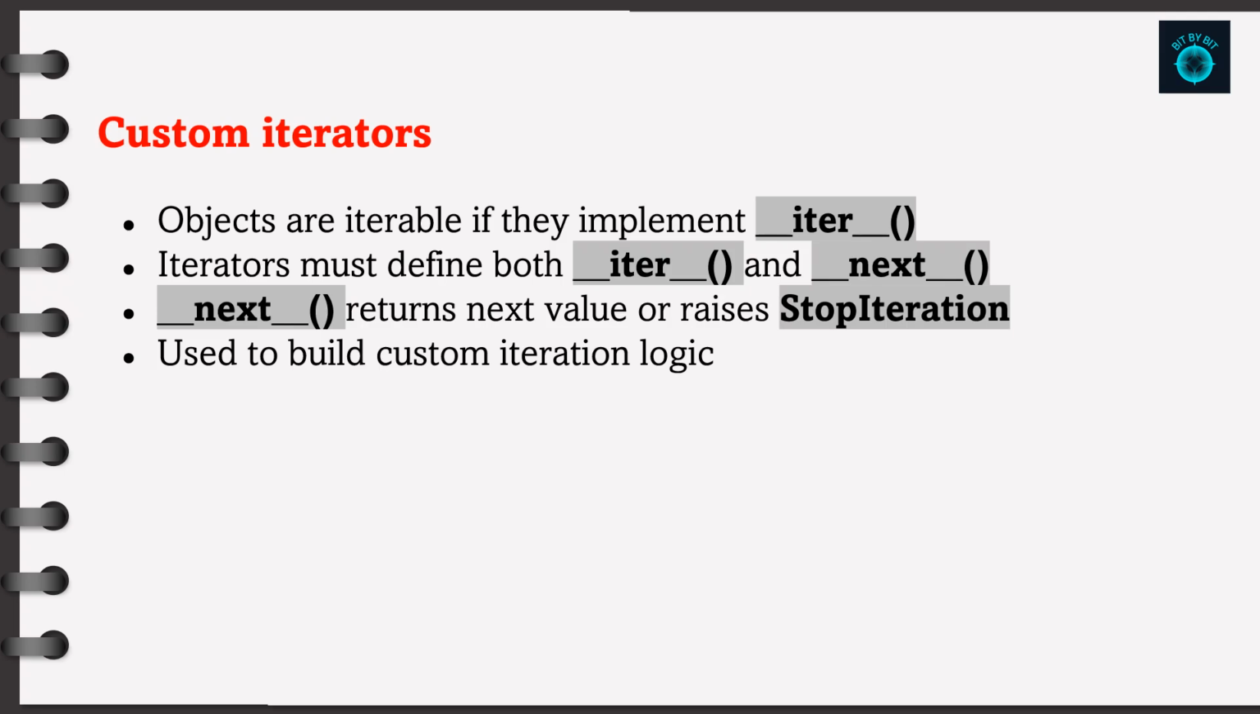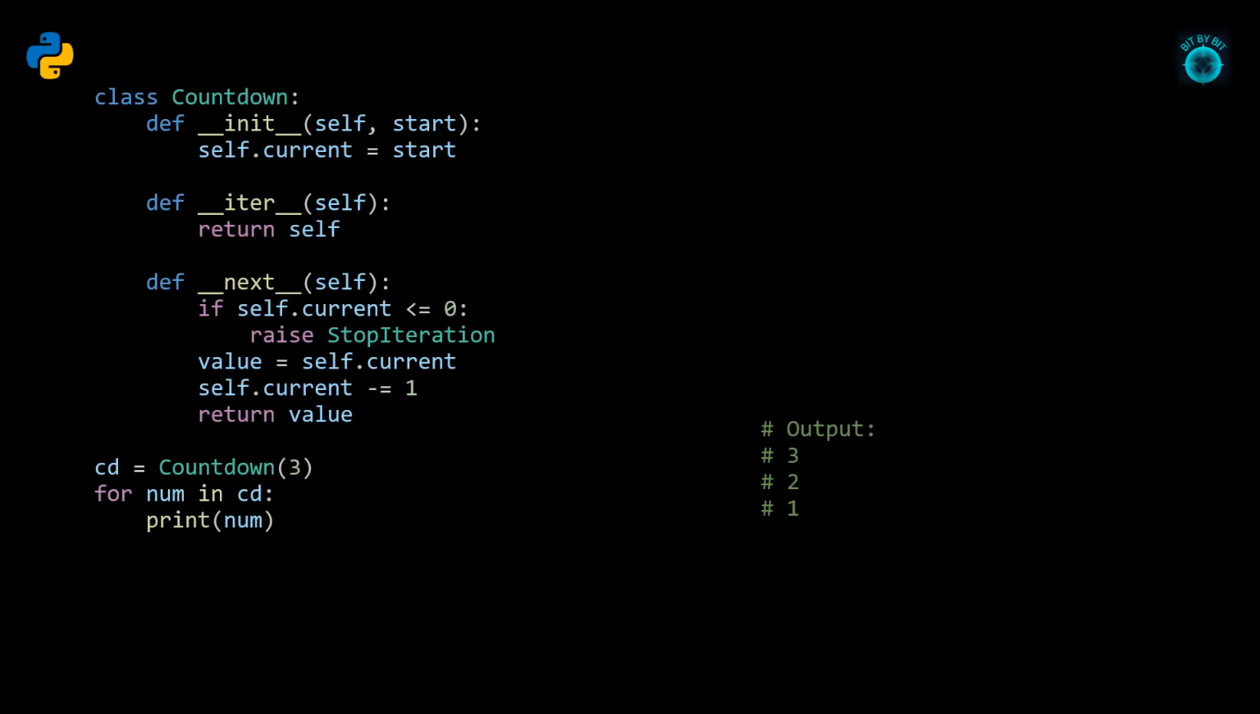Let's see how to write a custom iterator class. We define a class called Countdown that takes a starting number. In the constructor, we store this number in self.current. The __iter__ method returns the object itself, making it an iterator.